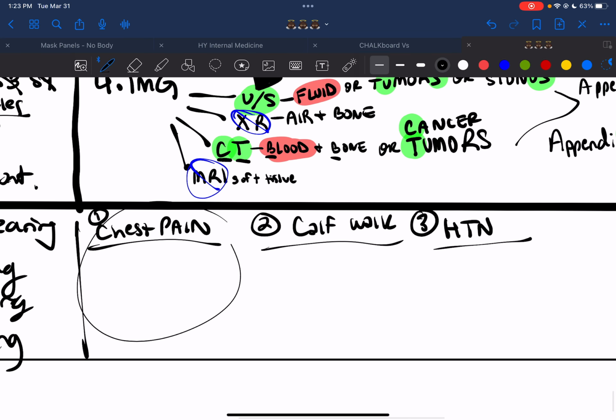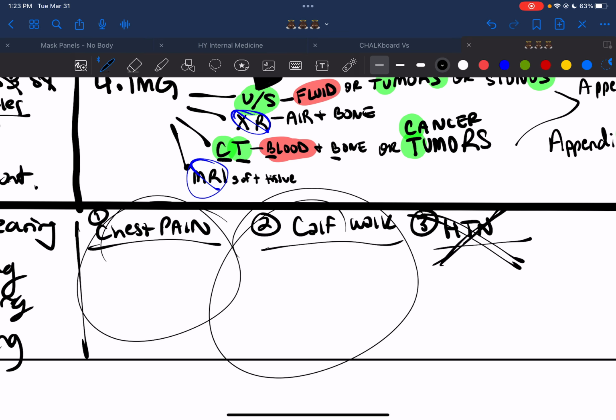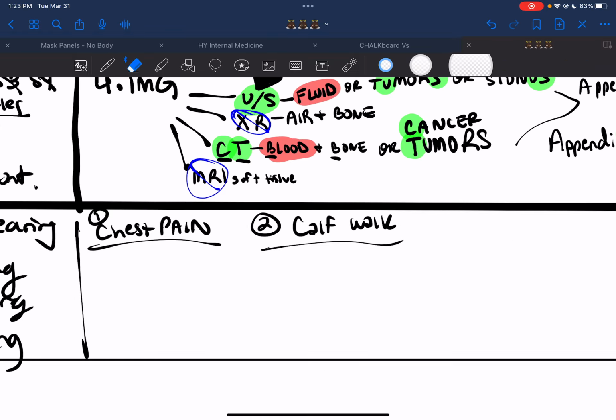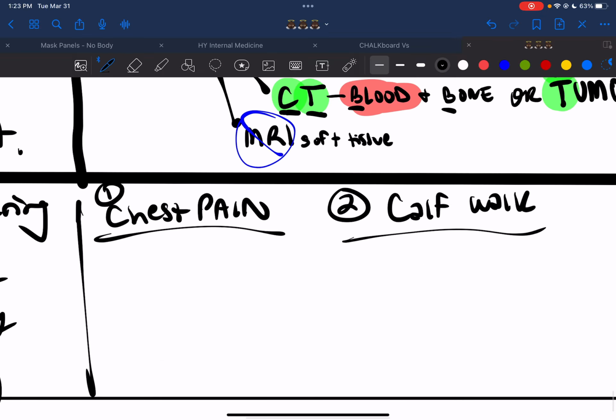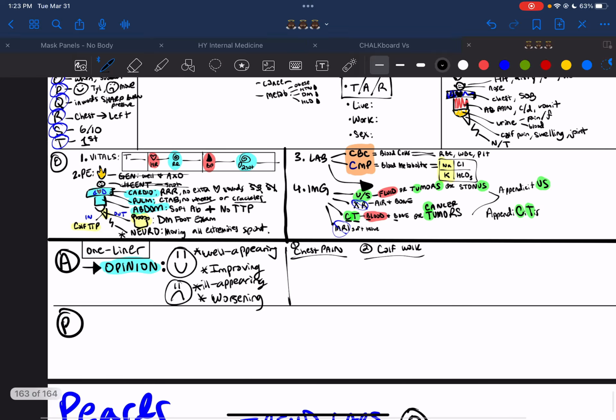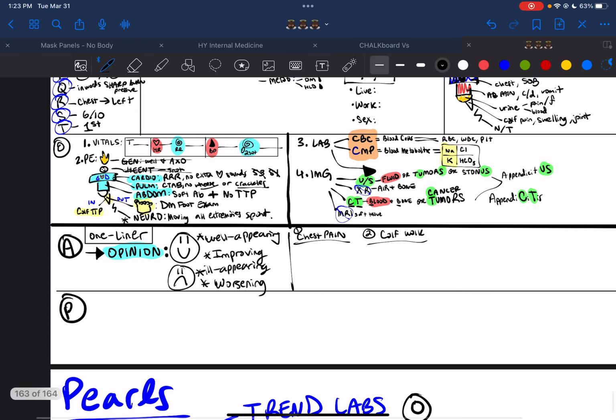You say the acute issues first. That's what they're here for. Then the chronic stuff that's not new, you could say it later, but I'm just not going to say it now. So first, chest pain. What's your differential diagnosis, right? Because this is assessment. You do assessment before plan, diagnosis before treatment.